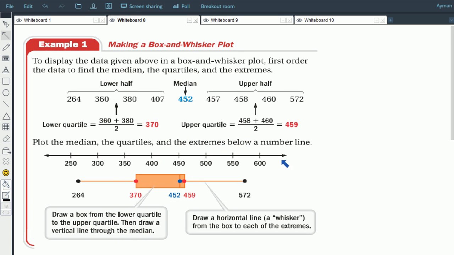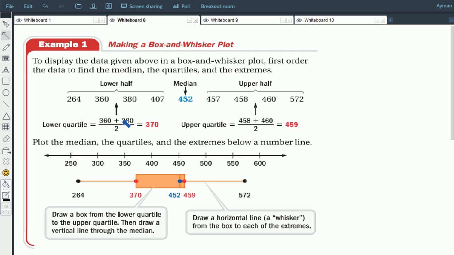The median is 452. Now we can draw this line, starting from 250 to 600: 250, 300, 350, 400, 450, 500, 550, 600. In each step, we add 50. Where is the lower extreme? It is 264. Then where is the upper extreme? 572. The median will be 452, and we will put it here.